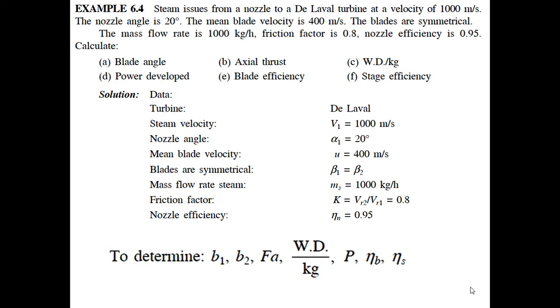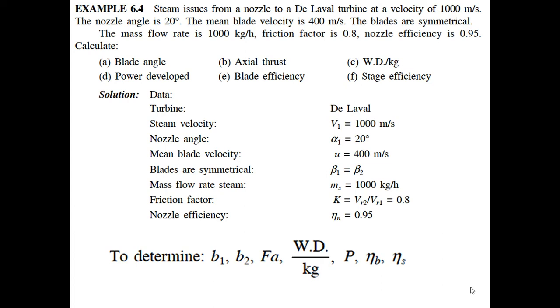You have to convert it to kg per second. How to convert to kg per second? Divide that 1000 by 3600 seconds. You will find the value in kg per second. The friction factor is given. What is the friction factor? VR2 by VR1 is the friction factor. K is given as 0.8, because once you find the VR1 value or VR2 value in the graph, you can easily find the other values and draw the graph. Nozzle efficiency is also given, 0.95.